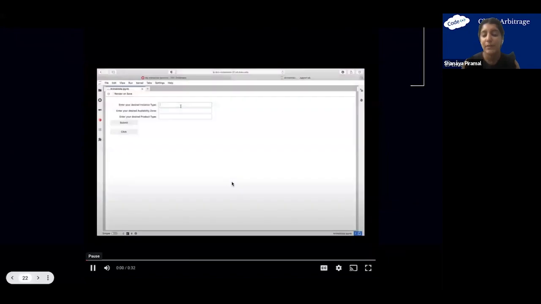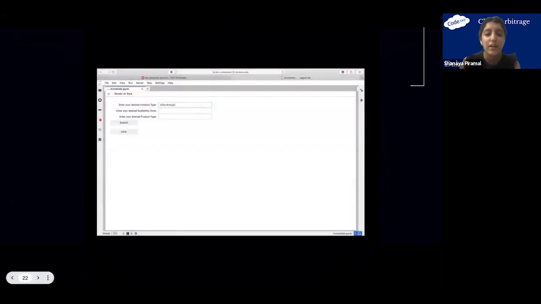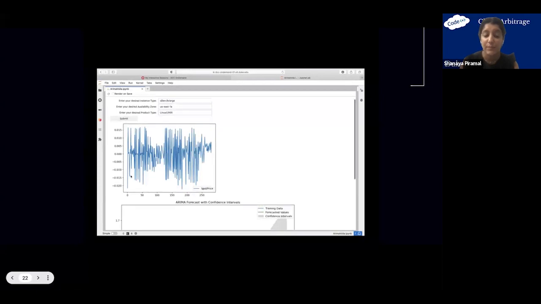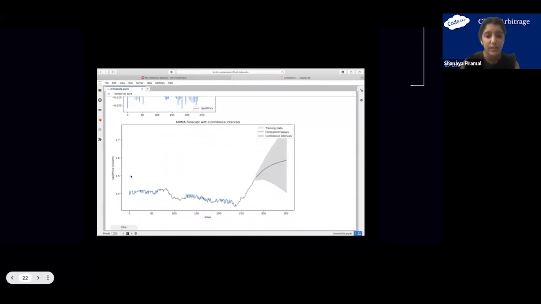Sure. So for the AWS database, our first step was to do some ARIMA modeling. And so as you can see here, we asked researchers to input their desired instance type and the availability zone they're interested in looking at, and then the product they're going to run this instance type on. And so once they hit submit, you would be able to see a prediction of the price of that particular spot instance and then the confidence interval.